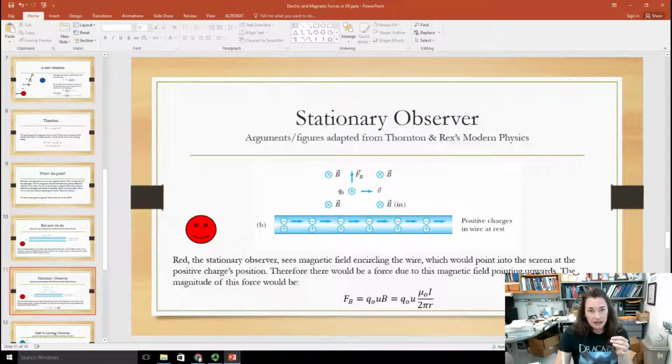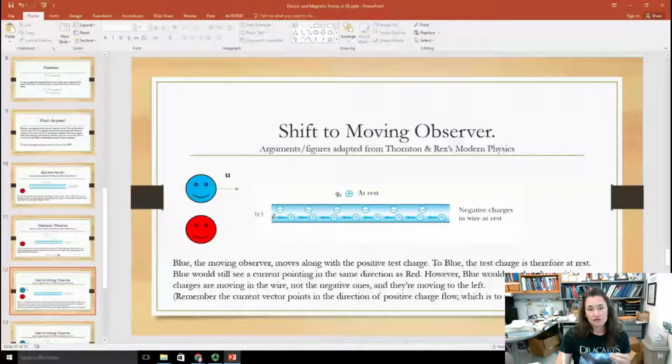Now, let's think about what would happen if, instead of the perspective from the stationary observer in red, which is kind of similar to what you might see in an introductory classical physics course, you now put yourself in the perspective of a moving observer, the blue observer here. Now, the blue observer is moving to the right along with that positive test charge, at the same speed and in the same direction. So, according to that blue observer, that positive test charge is at rest.